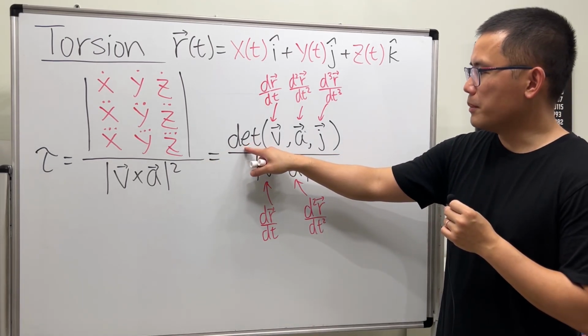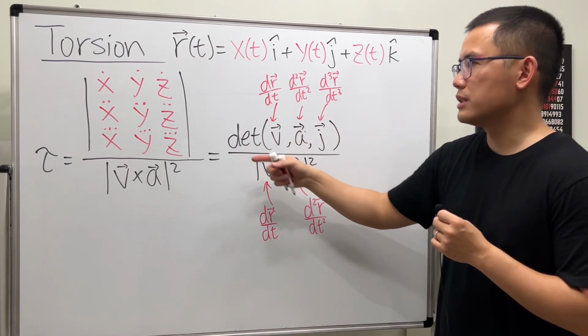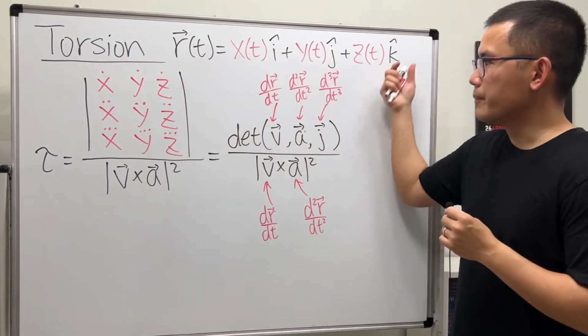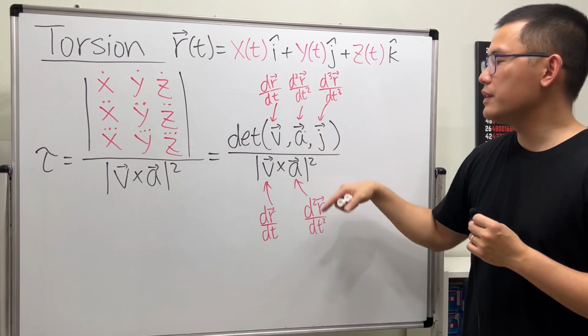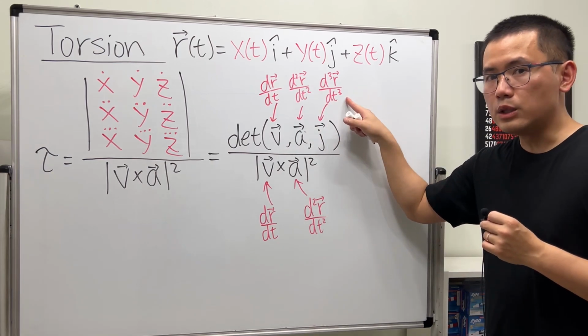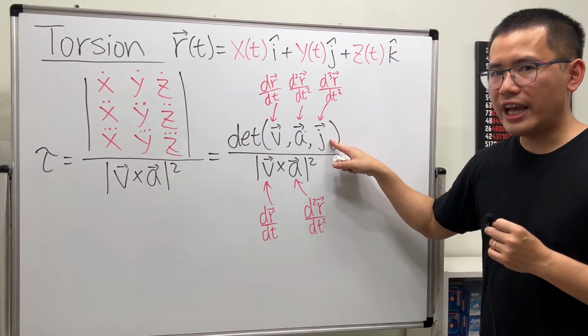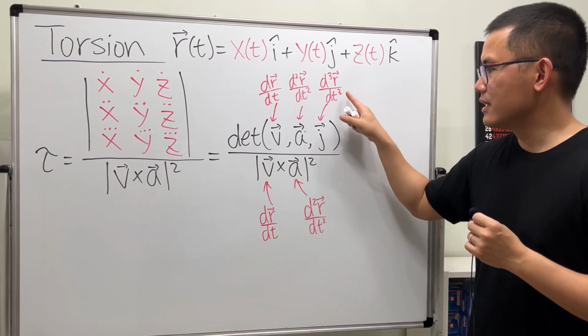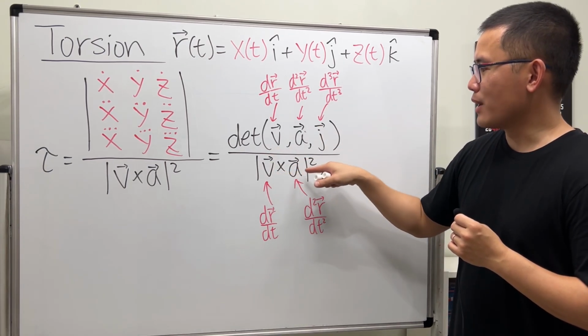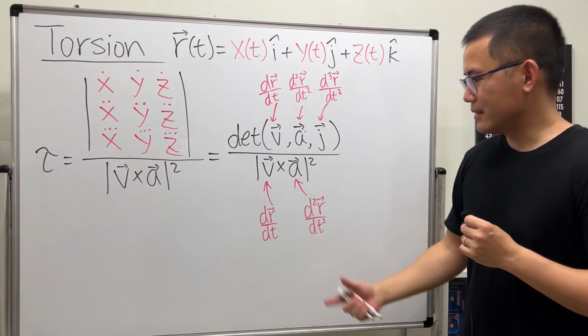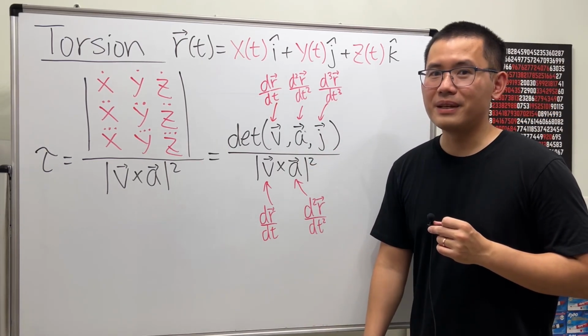We will find the determinant of the velocity, which is just the first derivative from here, and then the acceleration, that's just the second derivative. And we can also write the third derivative as the vector j for the jerk. Okay? And then divided by the velocity cross the acceleration squared. Yep, the first and also the second derivative.